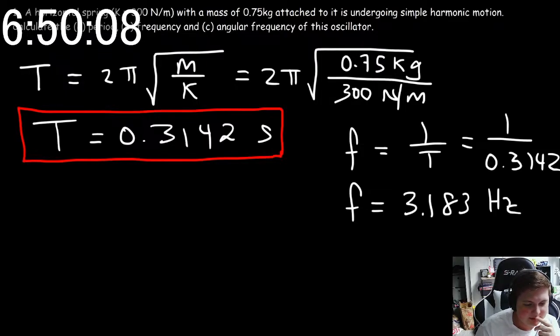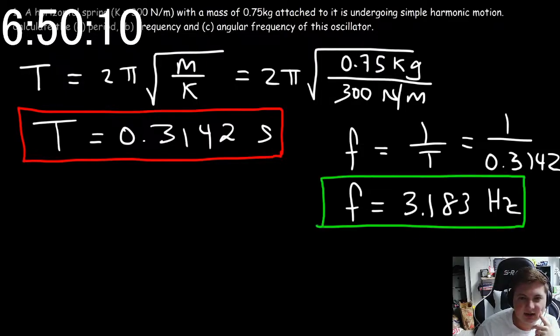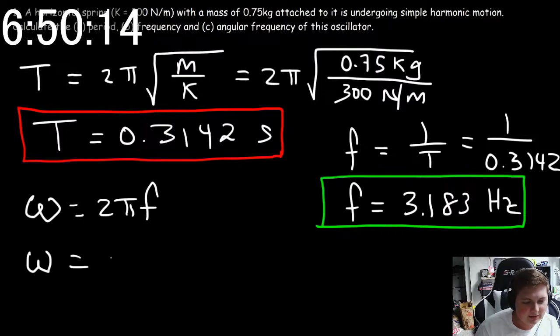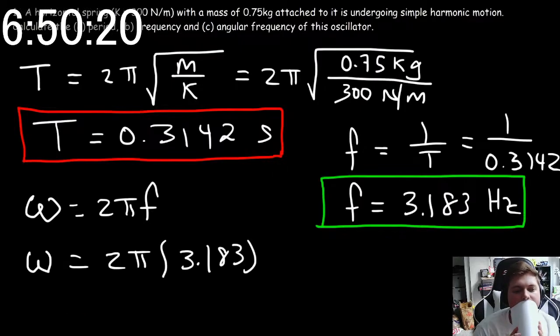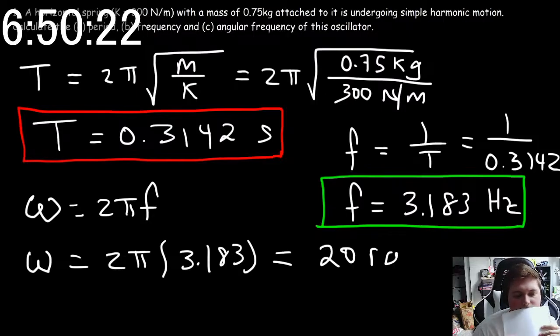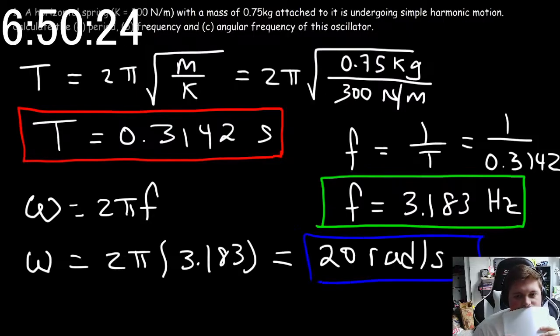Now let's move on to part C. Calculate the angular frequency. The angular frequency, represented by the symbol omega, is 2 pi times frequency. So that's going to be 2 pi times 3.183 hertz. And so that's going to be about 20 radians per second. And that's it for this problem.